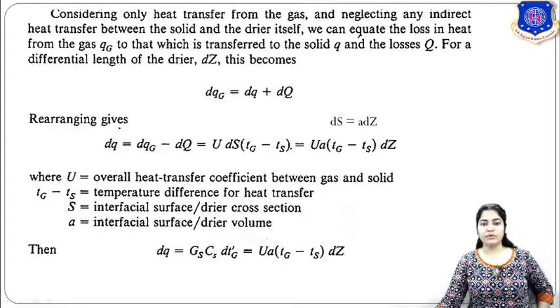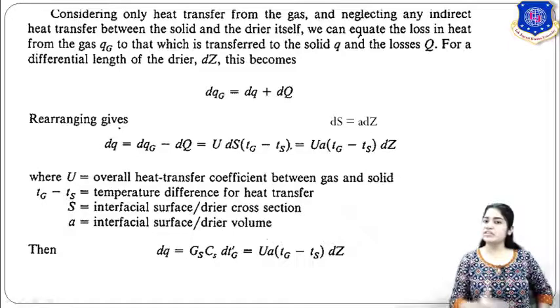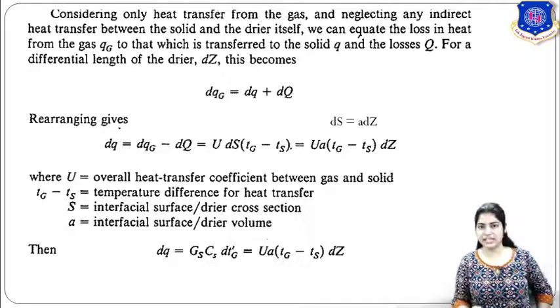Now talking about heat transfer from gas. Here we have an equation: dQg is equal to d small q plus d capital Q. It means the heat transferred from dry air to wet solid is equal to the heat taken by the wet solid plus heat losses. If heat losses are there, then this term d capital Q is going to come. So what is dQg again? It is the heat which is transferring from hot air to your wet solid. And dq is the heat which is taken by the wet solid.